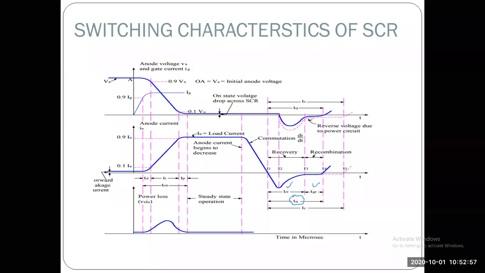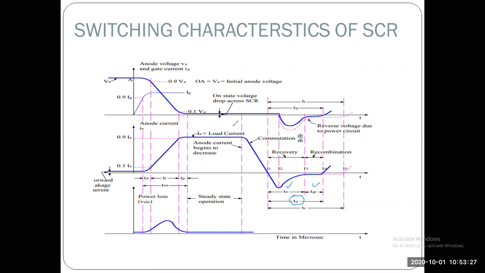If you understand this graph, what the parameters are and how it is working, you can clearly answer any type of questions. Okay. Right. The process here is mainly meant for turning off the SCR. That means before the turn-off process, initially the SCR is in on state.